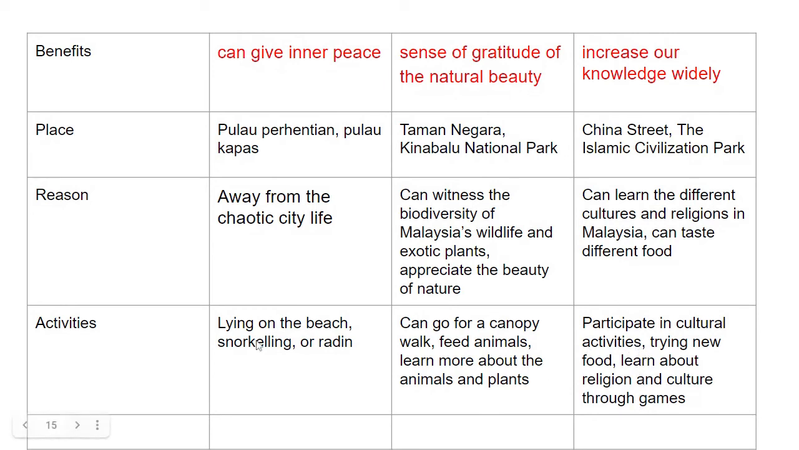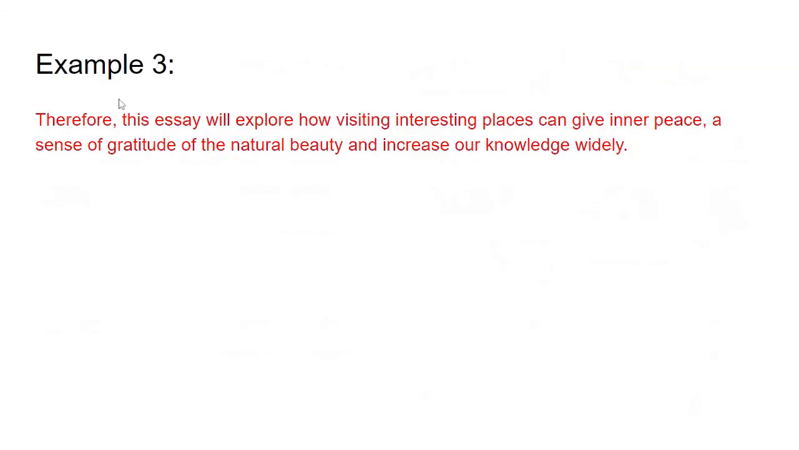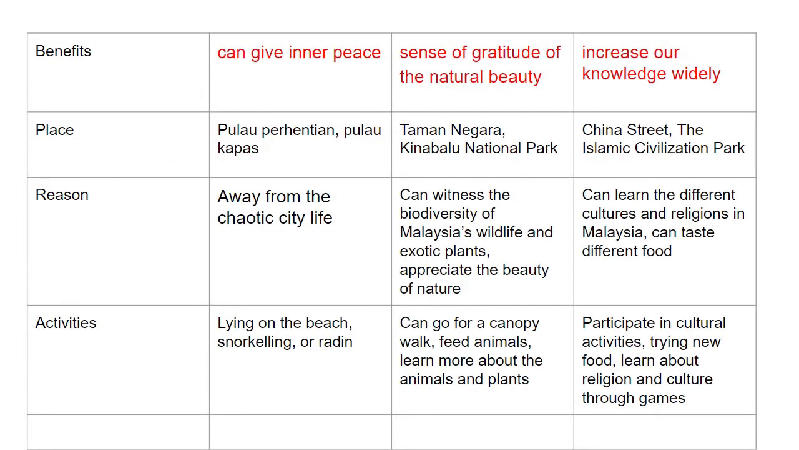Blah blah blah. So you see? You need to give the place. And then for here, I give reason and activities and benefits already given by the writer. So you must be very careful when you write this kind of essay, because the essay is asking you to give interesting places. So you need to give interesting places. Maybe you also can give reason and activities.